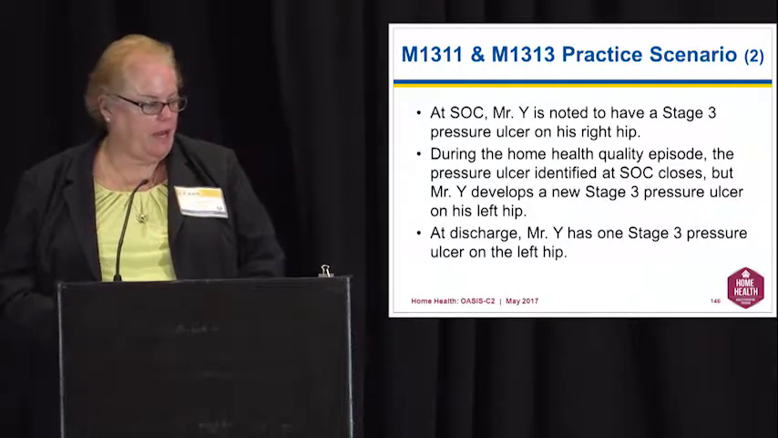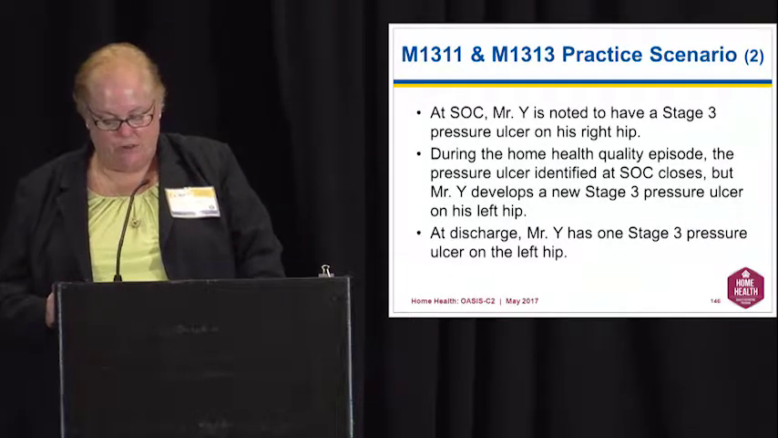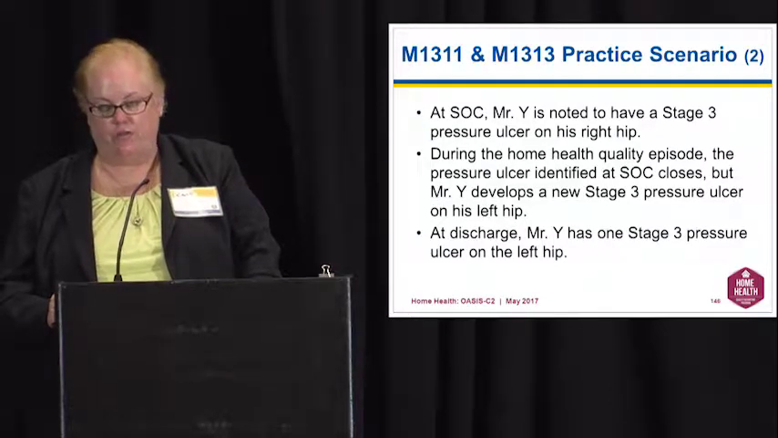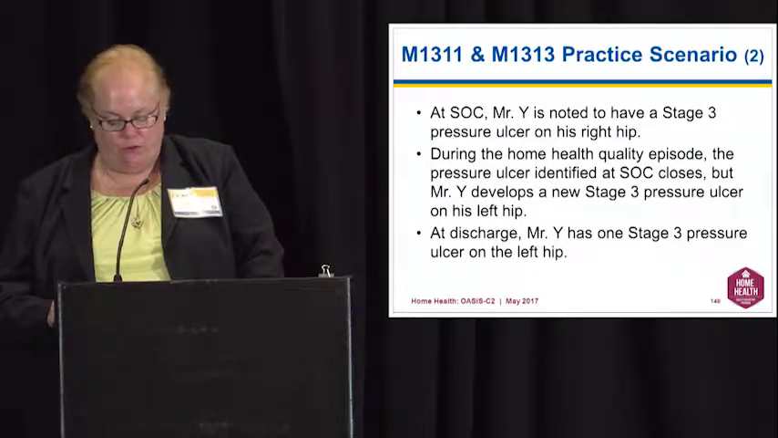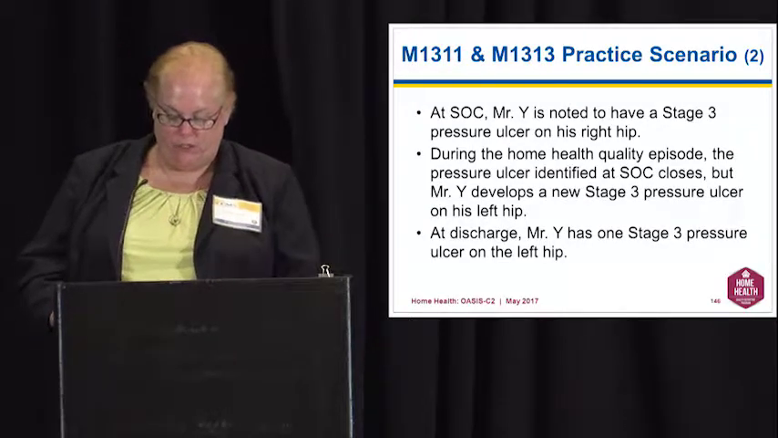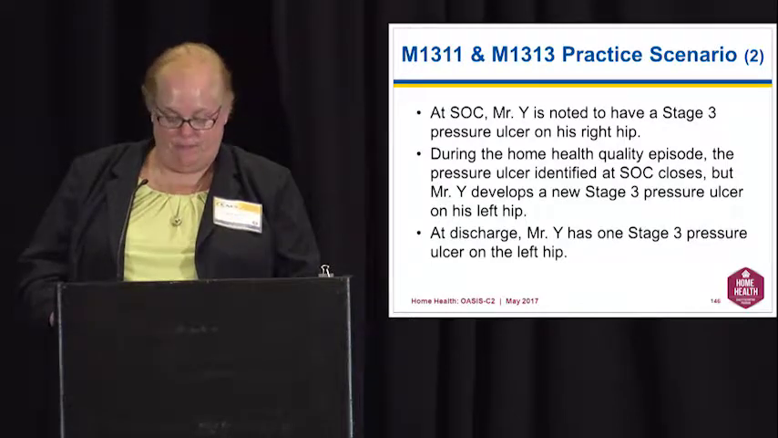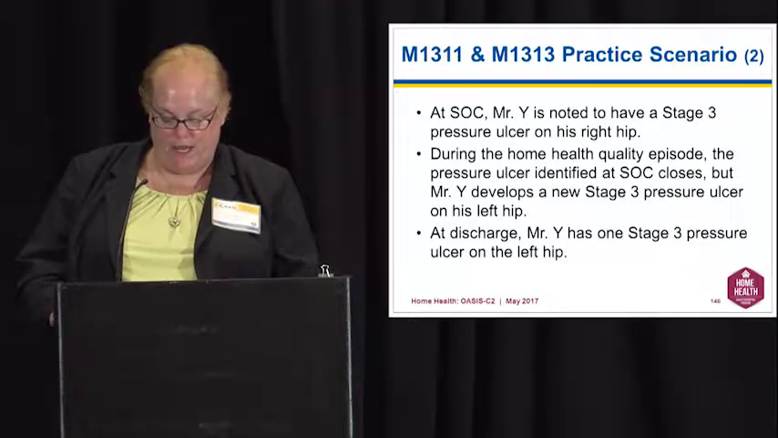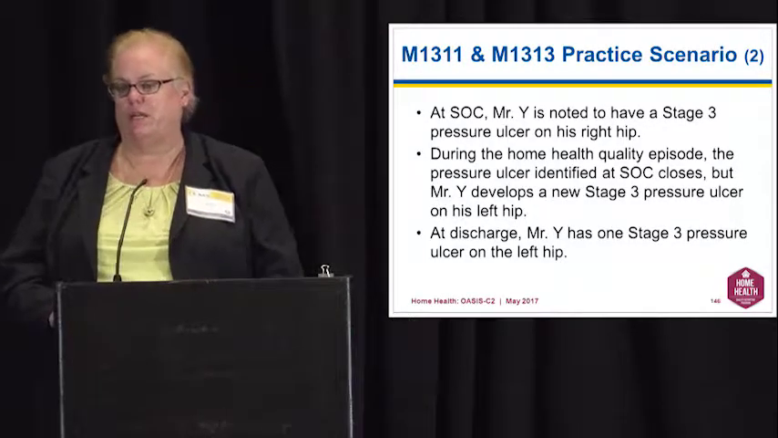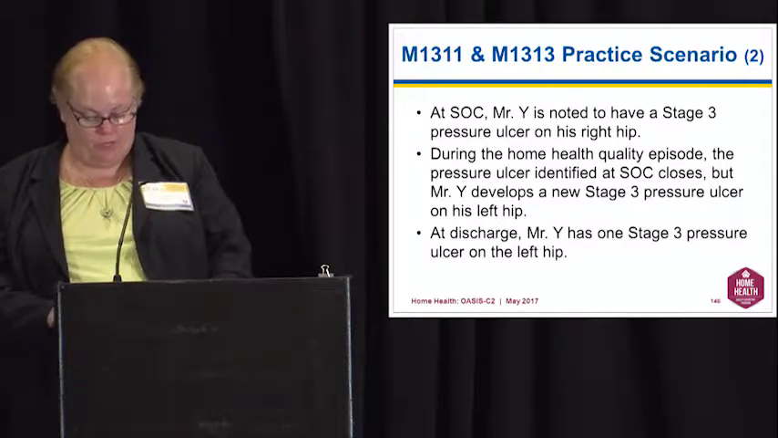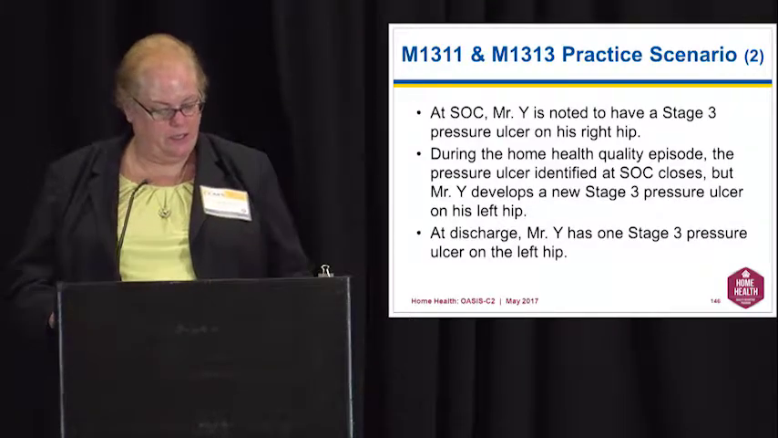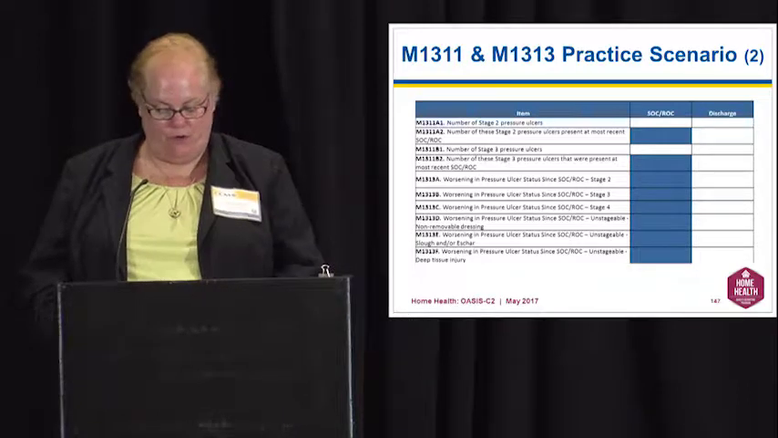And here we have, at SOC/ROC, Mr. Y is noted to have a stage 3 pressure ulcer on his right hip. During the home health quality episode, the pressure ulcer identified at the start of care closes, but Mr. Y develops a new stage 3 pressure ulcer on his left hip. At discharge, Mr. Y has one stage 3 pressure ulcer on his left hip. So take your form and let's quickly look at that and code it, and then we'll go through the answers.